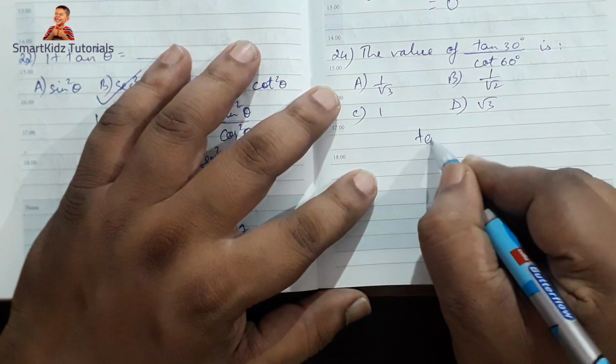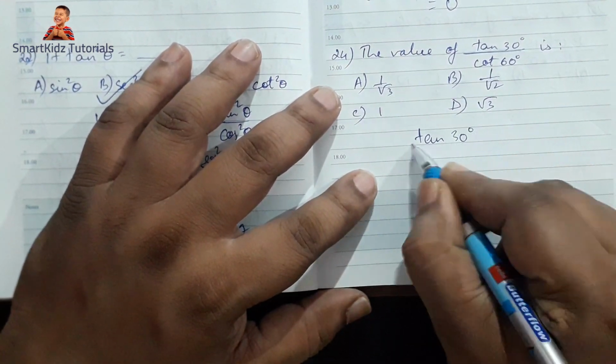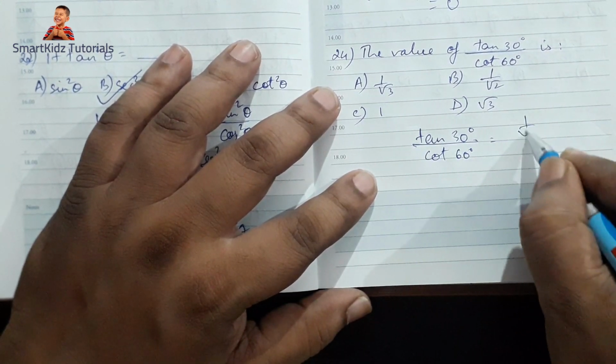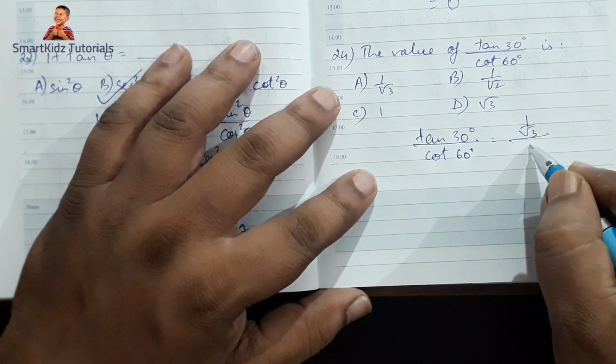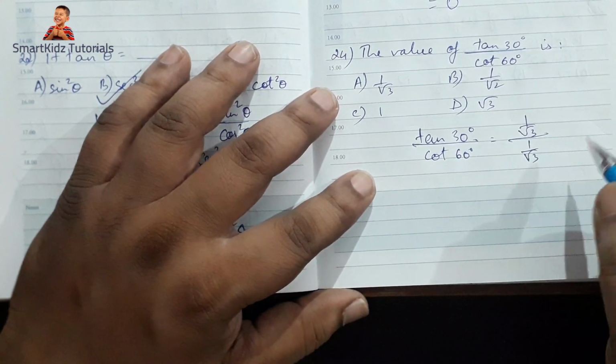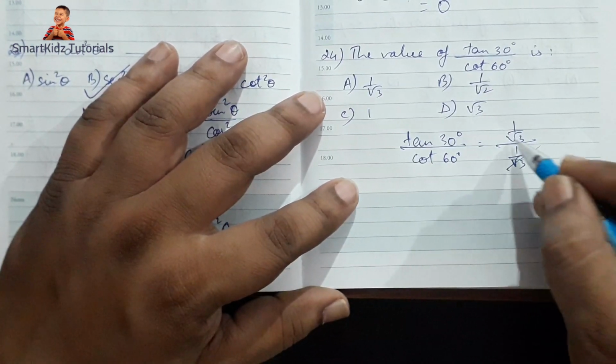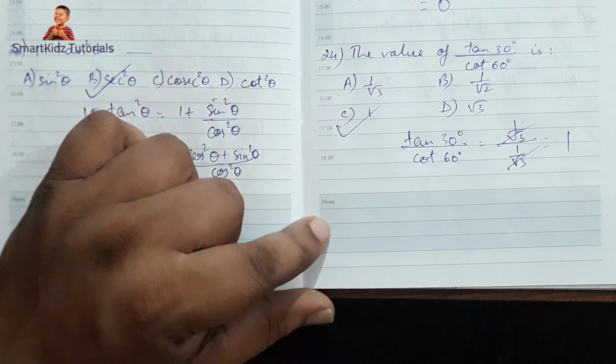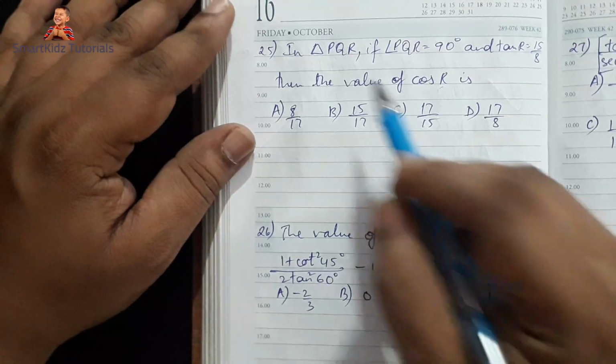Next, the value of tan 30 upon cot 60. Tan of 30 is 1 upon root 3 and cot of 60 is 1 upon root 3. Okay, so if we cancel both, we will get 1. So C is our correct option.